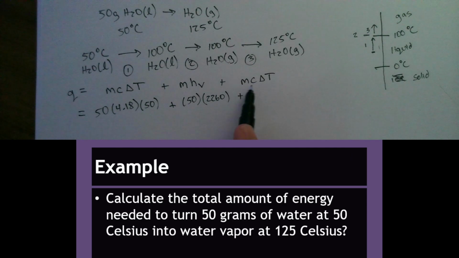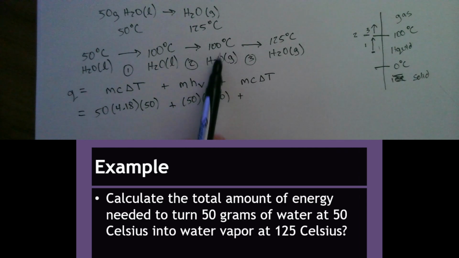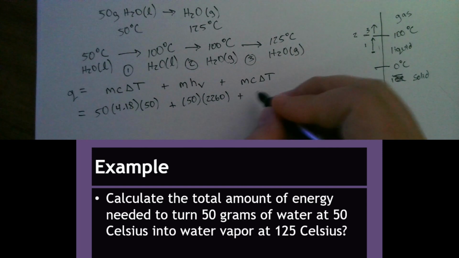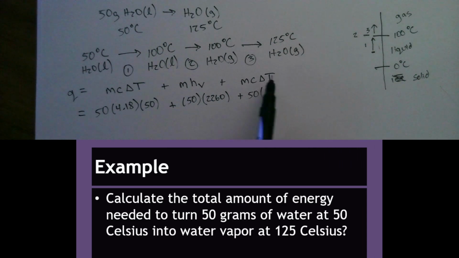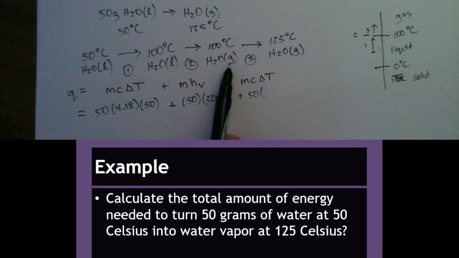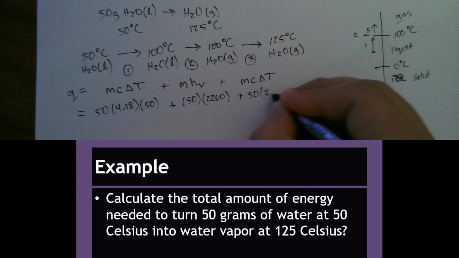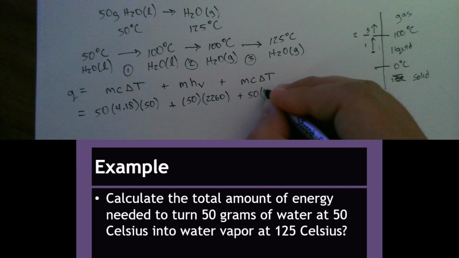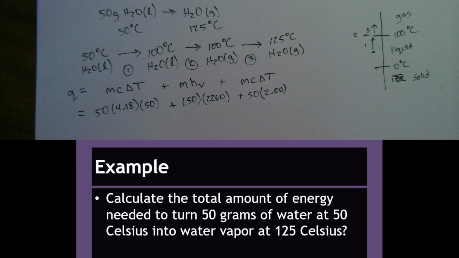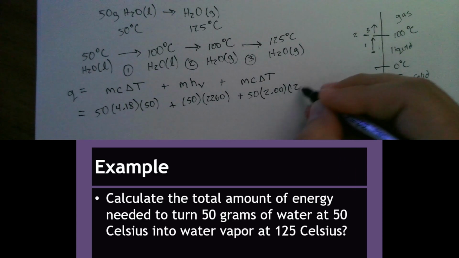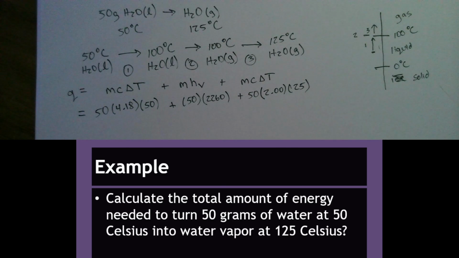For the last step, I do need all these things. We're doing another MCAT for 100 degrees Celsius gas turning into 125 degrees Celsius gas. My mass is still 50. My C, I have to be careful. I have H2O gas now. I'm going to go to my chart, find what is the specific heat of H2O gas, which I believe is 2.00. The change in temperature now goes from 100 to 125. That'd be a positive 25 degree change in temperature.